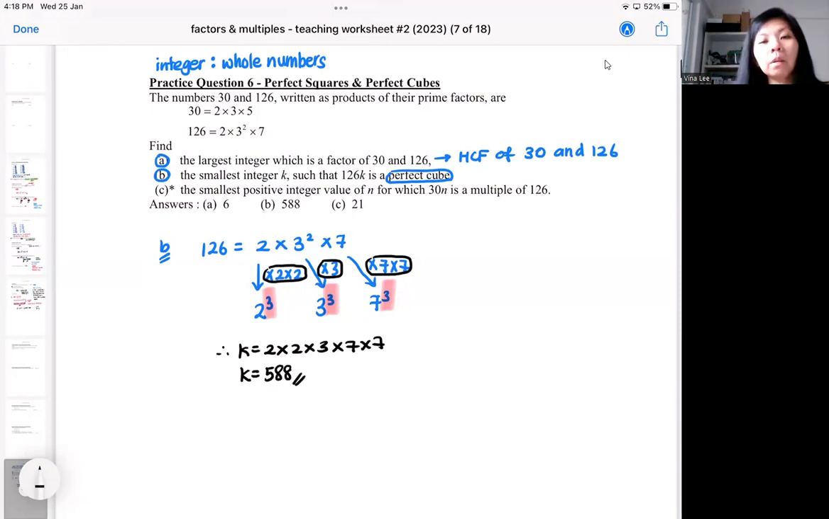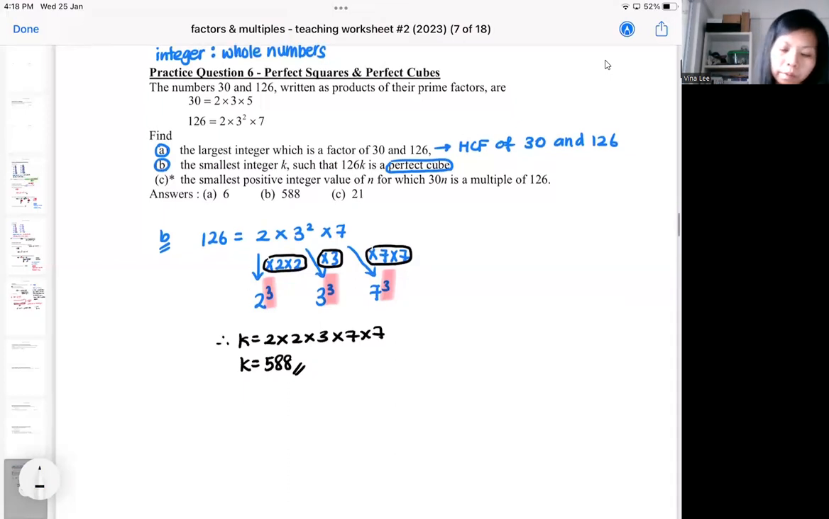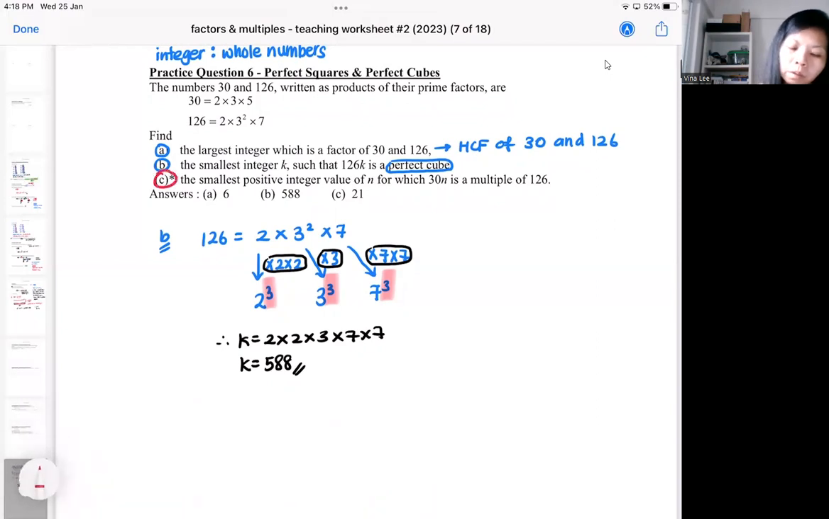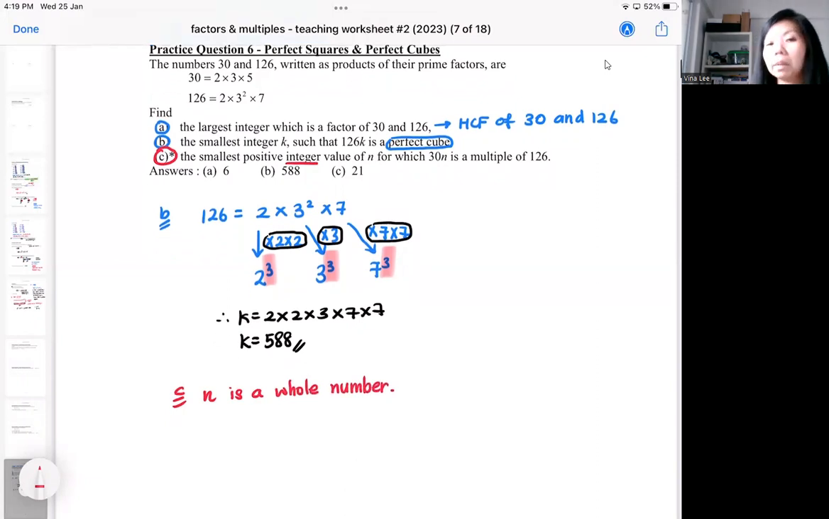And a lot of people will also have some issues with part C: smallest positive integer n for which 30n is a multiple of this. Okay, so a lot of people will have an issue with this. So let's explore the question first. The word integer appears again. That means for part C, n must be a whole number.